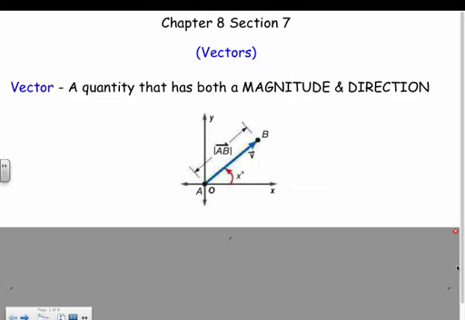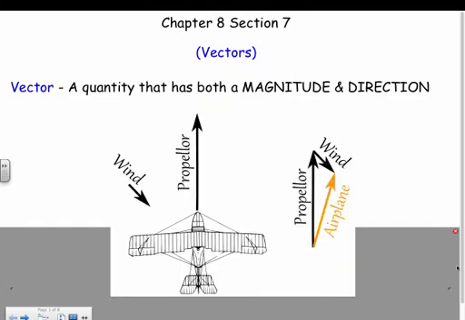When I think of vectors, I think of airplanes and pilots, right? So a vector, first of all, is a quantity that has both a magnitude and a direction. Well, a plane is flying on its path, right? So it has a vector, right? It's going a speed and it's going a certain direction.